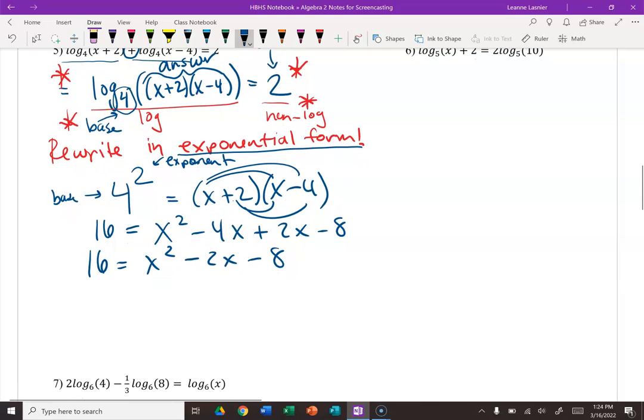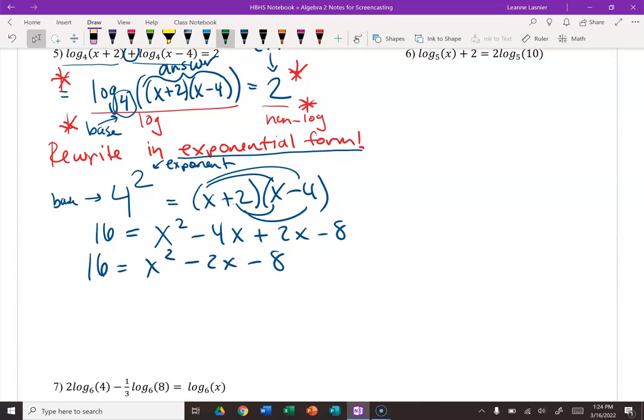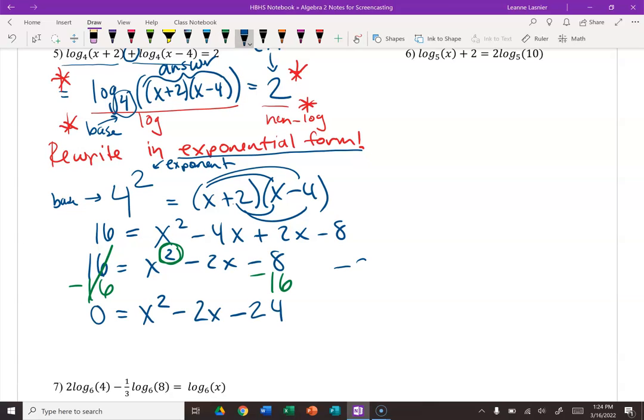And so I'm going to either have to factor or use the quadratic formula because an x squared emerged in my equation, right? So I got to get 0 on one side. So I'm going to move the 16 over. So here I'm going to see if it factors, because if so, that's easier. So are there two numbers that multiply to negative 24 and then add to negative 2? And the answer is yes. That'd be negative 6 and positive 4.